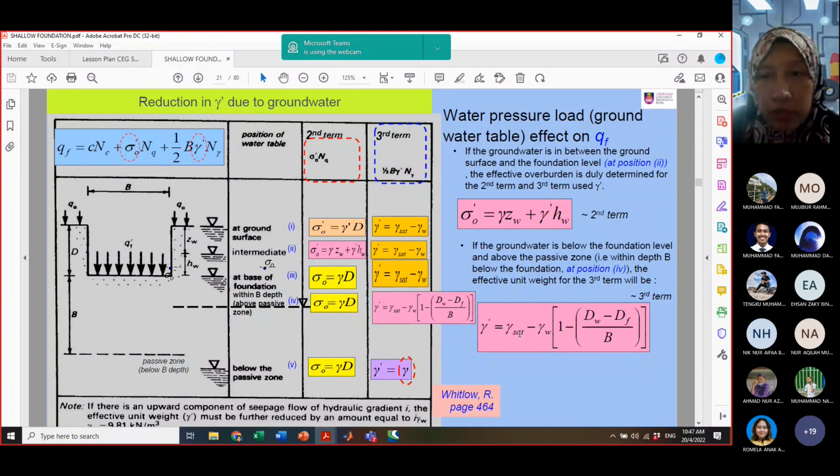So I hope this one is very clear lah. If the groundwater is below the foundation level and above the passive zone within the depth B below the foundation at position 4, the effective unit weight for term number 3 will be changed to this formula. So you kena pakailah formula.